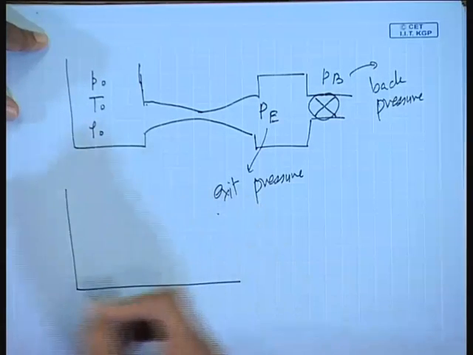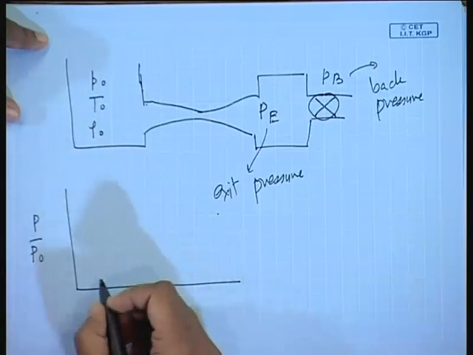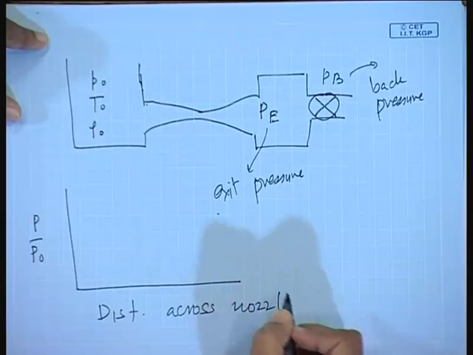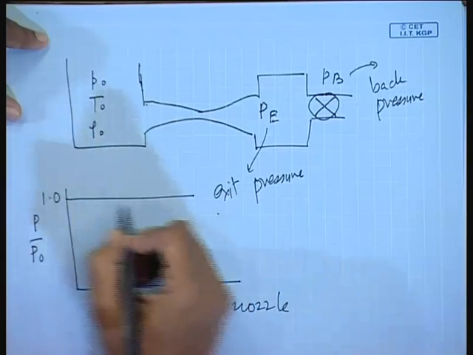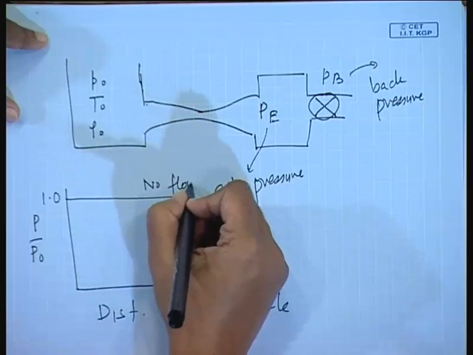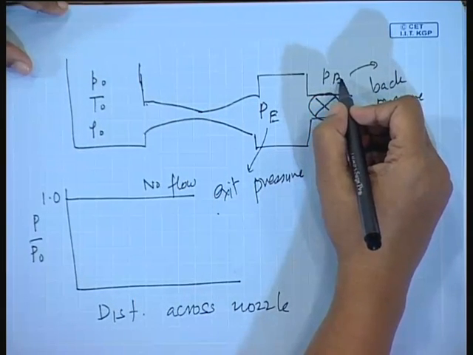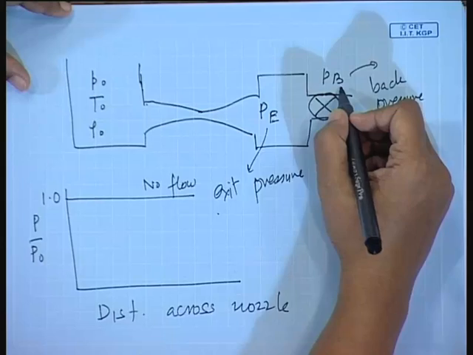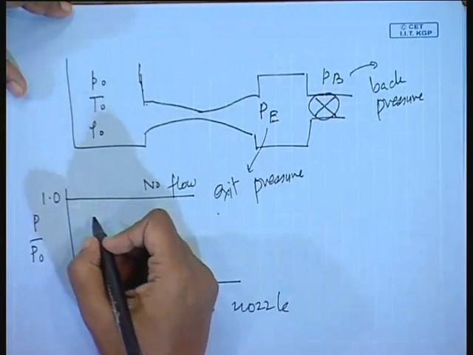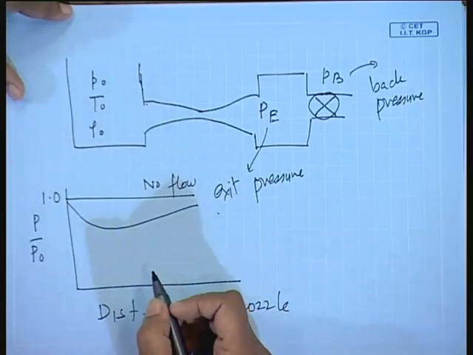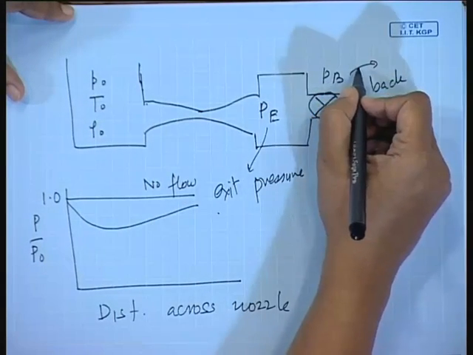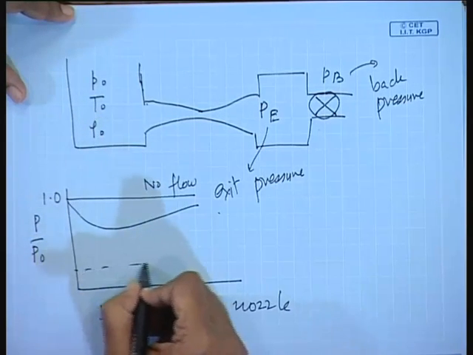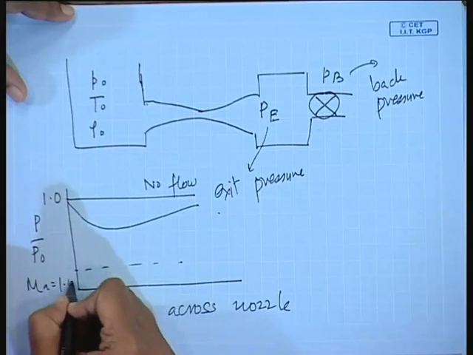Here also I would like to plot P by P0 with distance across the nozzle. Initially it is 1.0, and we do not have any flow. Now we keep on reducing PB. As we reduce PB, PE equals PB and flow starts, so we get something of this sort. We keep on reducing PB, PE equals PB, and this goes on till we reach Mach number equal to 1.0.